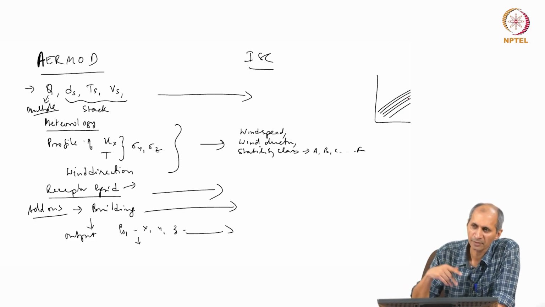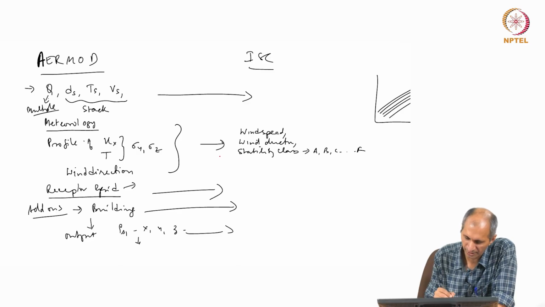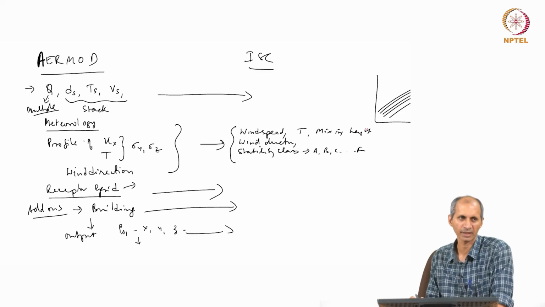Those graphs you can convert to equations, use those equations in the program here and calculate the values of sigma y and sigma z. So, it is far easier. You have temperature and mixing height, but you have to provide the mixing height externally.